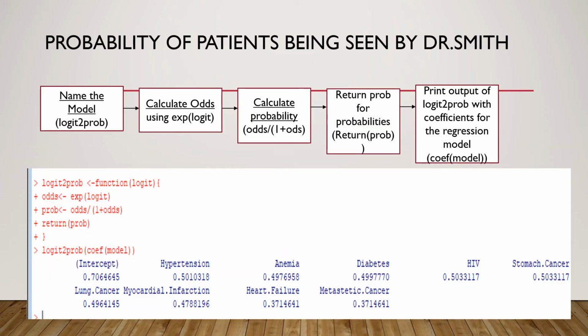To calculate the probability of a patient being seen by Dr. Smith, we will run the command below. Based on the output of the command, we can conclude the probability of patients seeing Dr. Smith for hypertension, HIV, and stomach cancer is 50%. For anemia, diabetes, and lung cancer, the probability of patients seeing Dr. Smith is 49%. And for myocardial infarction, the probability of patients seeing Dr. Smith is 47%. And lastly, for heart failure and metastatic cancer, the probability of patients seeing Dr. Smith is 37%.